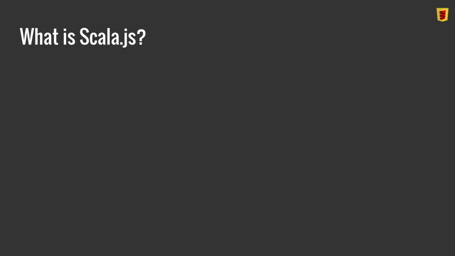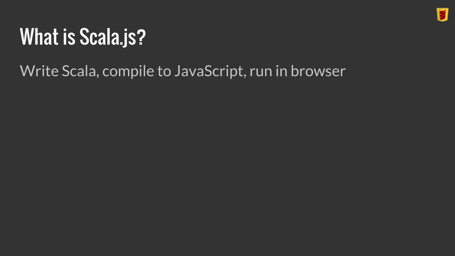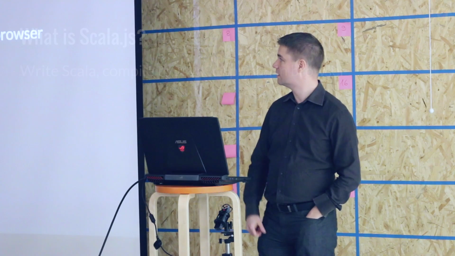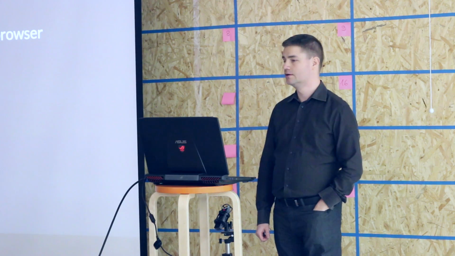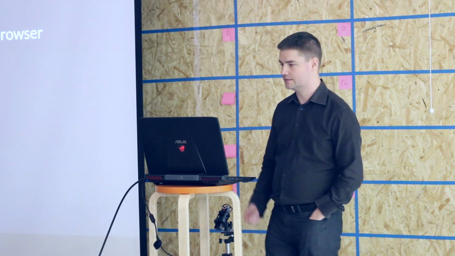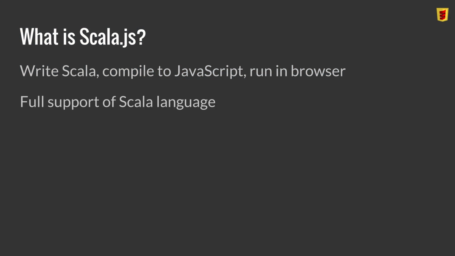So what is Scala.js? Basically, it's a Scala to JavaScript compiler. You write your application in Scala, you compile it to JavaScript, then you can run it in any browser, or even in Node.js if you really want to. It has full support of the extensive Scala language. All the features of the language are present, which is not a small feat, given that Scala is a very extensive language with a lot of features, from functional programming to object orientation and so on.